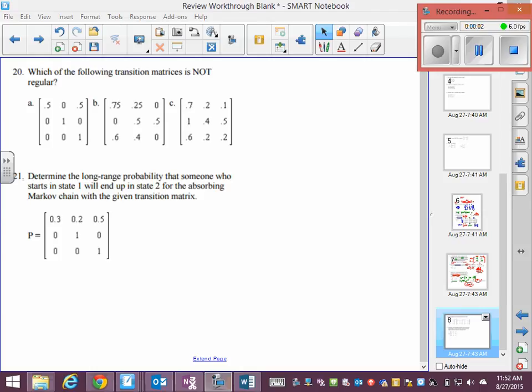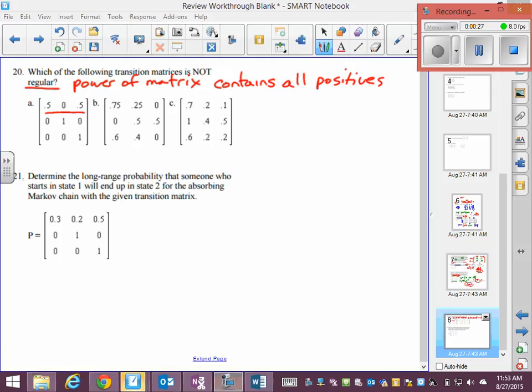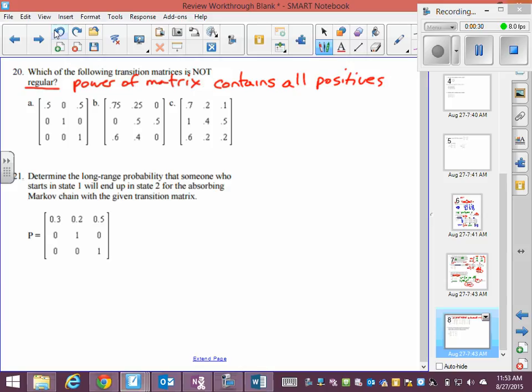Problem 20, which of the following transition matrices is not regular? I find people don't know what this means. Regular, that definition is when some power of the matrix contains all positives. It has nothing to do with the fact that these numbers add up to 1. I don't care about that. Yes, that's going to happen, but that's not the definition of regular. I'm looking for some power that contains all positives.